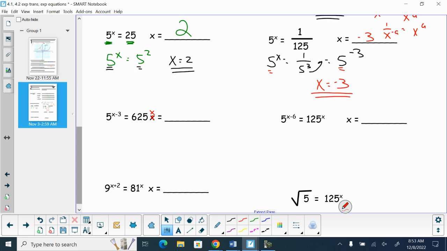This should be to the x power up here. It's not 625x. So if we look at 5 to the x minus 3 is equal to 625 to the x power, and we want to solve for x. First thing, once again, we want to write as like bases. So let's look at the 625 because that's the bigger one. Can I write 625 as a base of 5? Right? 5 to the fourth power. Once again, go slow with this.